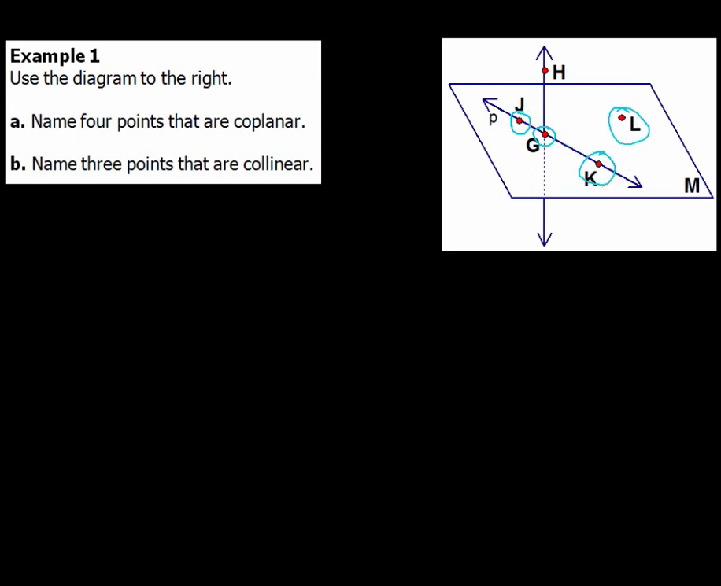Now you've got to be careful because sometimes people will want to pick H up here, or maybe this M down in here. And M, remember, is not going to be a point. M, because there's no dot by it, just represents the name of the plane. So our 4 coplanar points are just, and the order doesn't matter, and again, we use all capital letters, but you need to have point J, point G, point K, and point L. So those are going to be our 4 coplanar points.